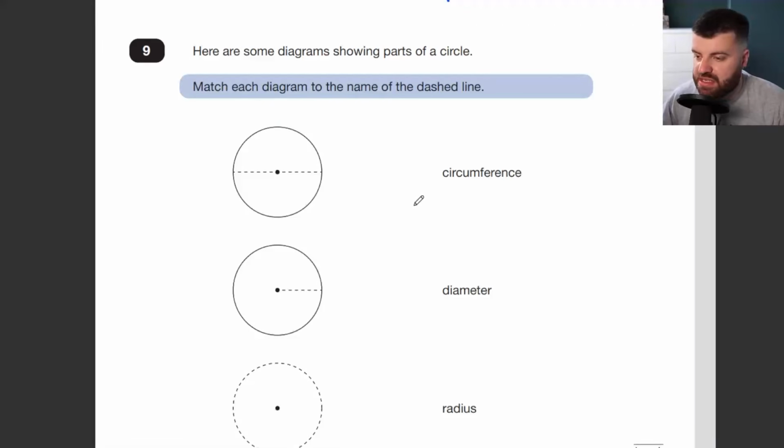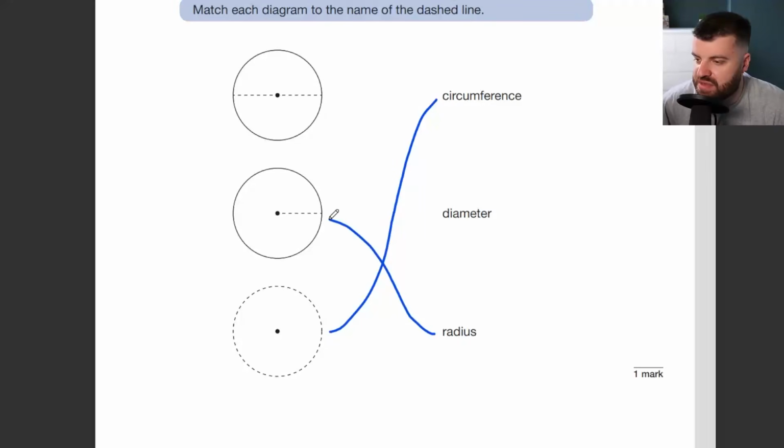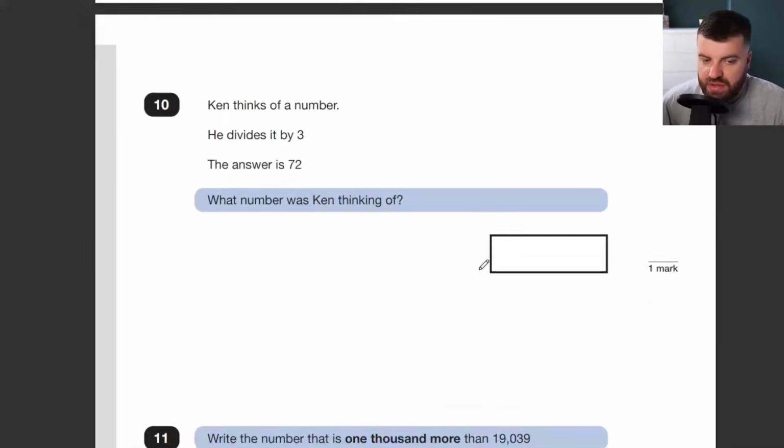Question 9. Here are some diagrams showing parts of a circle. These are just facts we need to know, guys. When we get to do the SATs paper, we need to know what the diameter is, the radius, the circumference. There's nothing to work out here. We just have to match each name to the diagram showing that thing. So, for example, circumference is the total distance around the circle. Radius is from the center of the circle to the edge, and diameter is a straight line right across the middle through the center of the circle. So that's how we'd match up those.